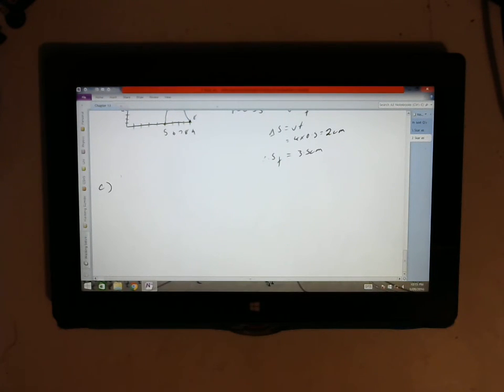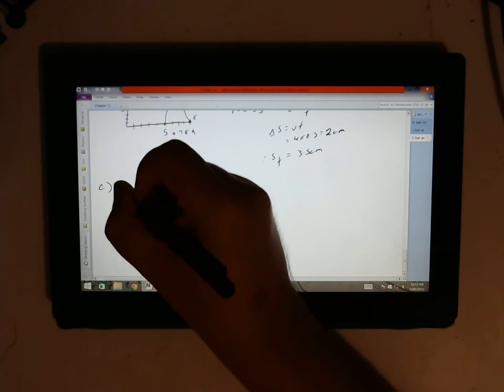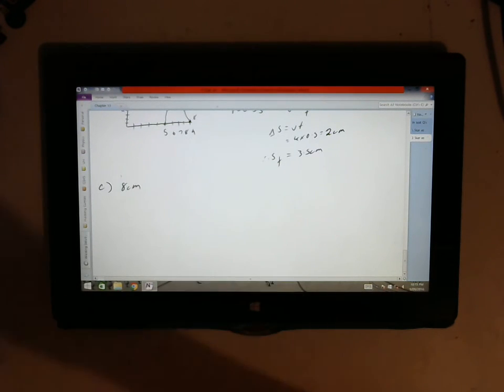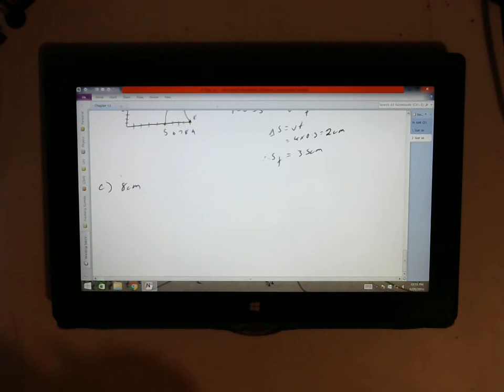C, finally, what is the amplitude of the wave? Well, we can read that, it's no different from before. It's just going to be 8 centimetres. Okay. Alright, so let's move on to question 36.